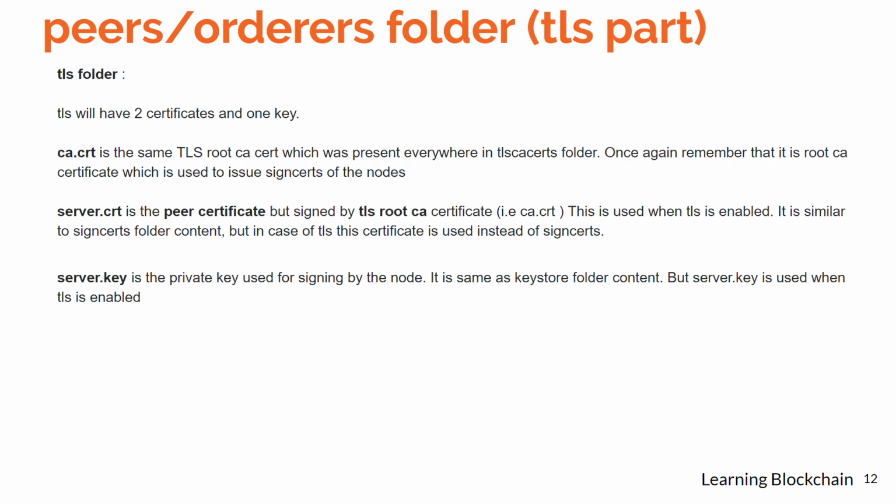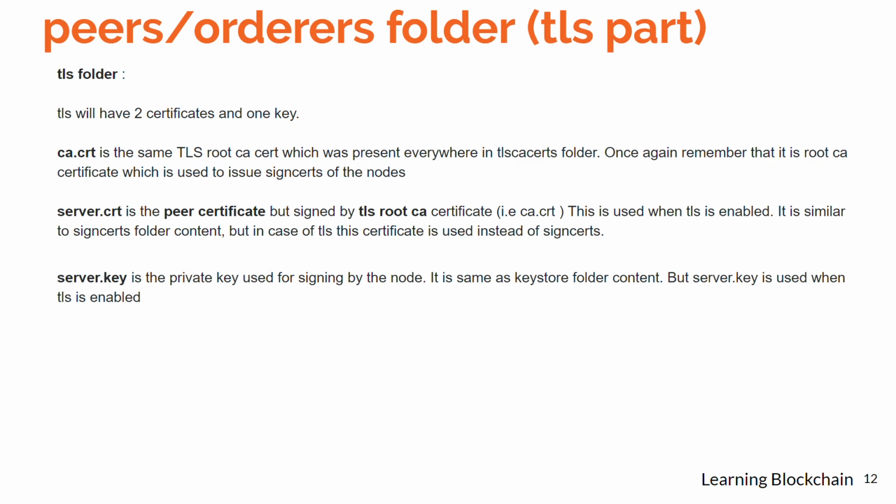key. Next is the server.crt. So server.crt is the peer certificate but signed by the TLS root CA certificate. This is used when the TLS is enabled. It is similar to the sign certs folder content, but in case of TLS, this certificate is used instead of sign certs. As I have told, whenever you sign some certificate, you sign using your private key, and someone who has your public key can verify that yes, you have signed this certificate. So that is the significance of the sign certs.